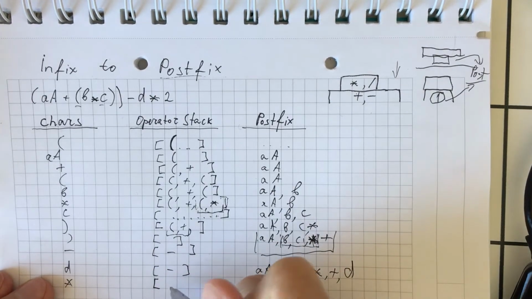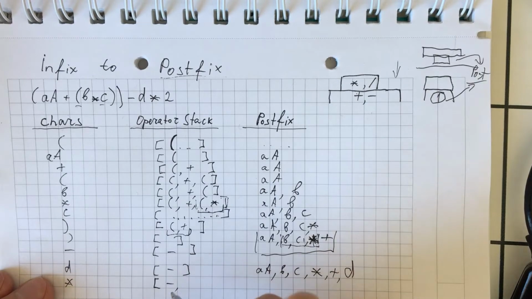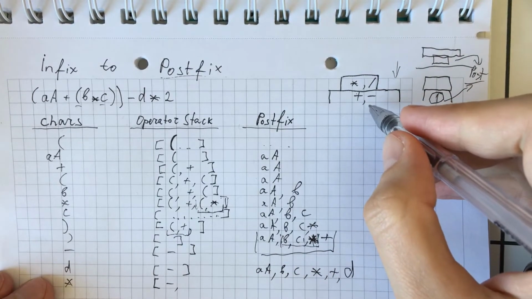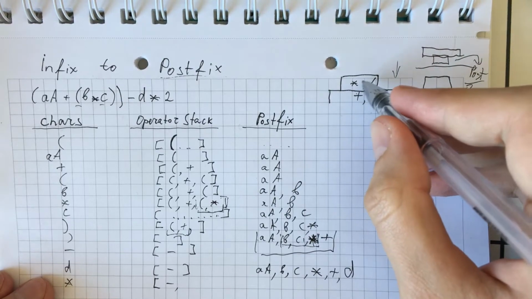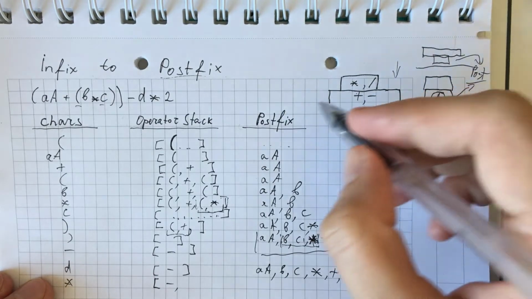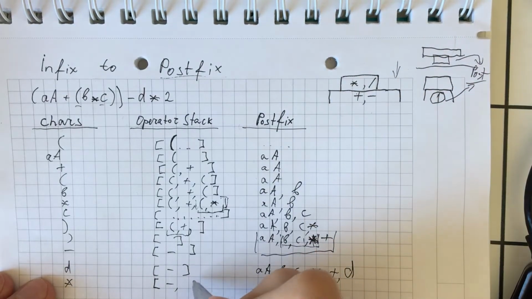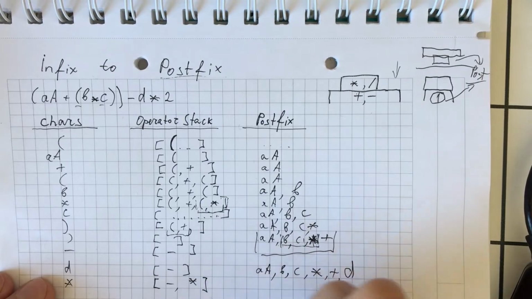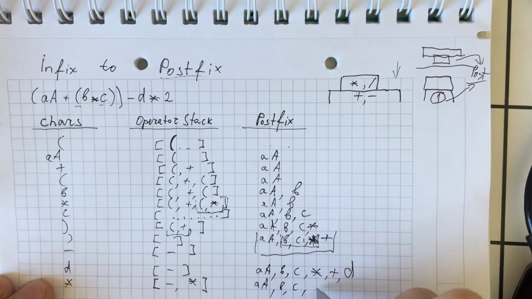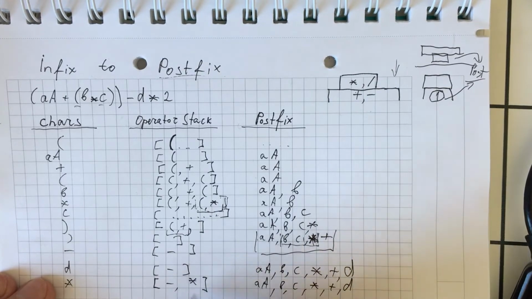Alright, so this minus has precedence lower than multiplication, so we can build the pyramid of a stack, right? Easy to visualize. So multiplication still goes in here. And this is still A, B, C, multiplied, plus D, and then we got a 2.